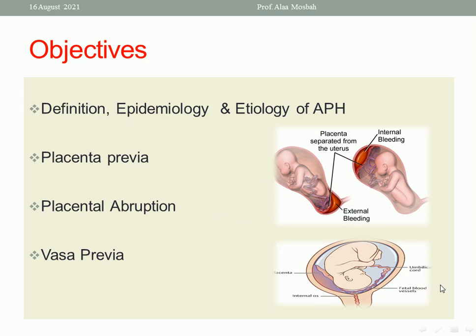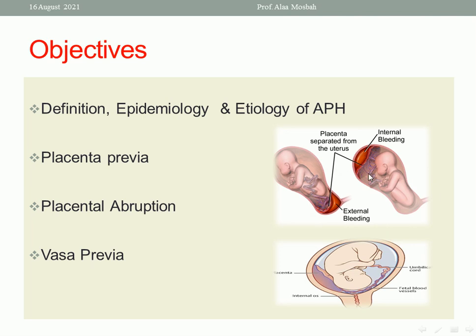As you see in this picture, the most important cause of antepartum hemorrhage is placenta previa, in which the placenta is implanted in the lower uterine segment. This abnormal site of implantation causes bleeding. So this is the placenta previa. In the other picture here, the placenta is implanted in a normal site high up in the uterus, but prematurely separated, resulting in bleeding and retroplacental hematoma. This is called the placental abruption or accidental hemorrhage.